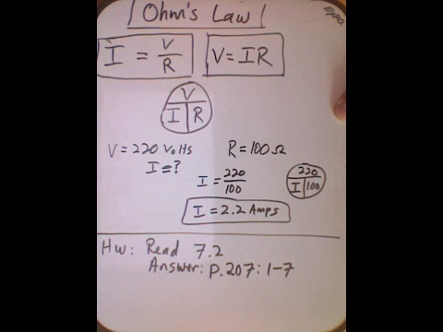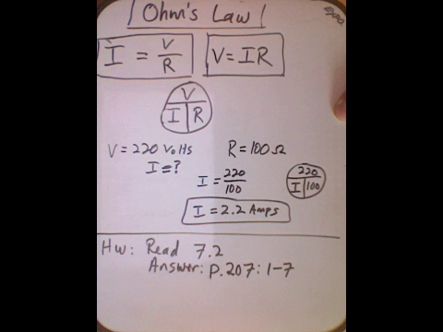Mr. Ohm is so important that there's a law named after him. He figured out how current, voltage, and resistance all relate. And that's called Ohm's law. Current, represented by I, is voltage divided by resistance. We can rewrite that as V equals IR. And we can represent it by this circle thingy here.